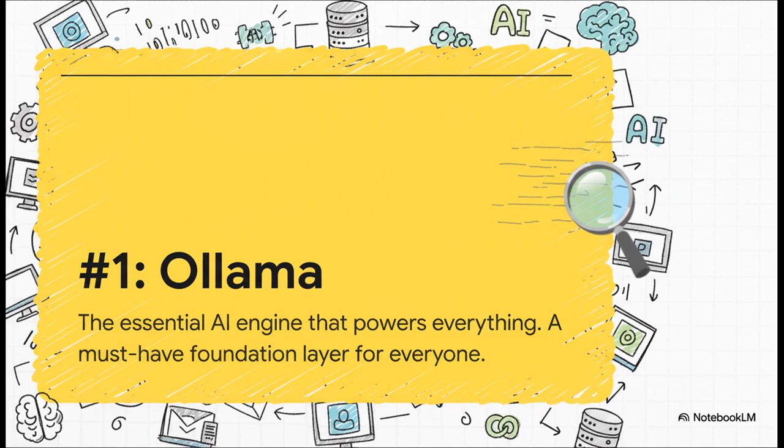So coming in at the #1 spot is Ollama. Now, here's the key thing you have to understand about Ollama. It isn't an app you click on with a fancy interface. It's the engine. It's the core piece of software that actually runs and manages the AI models on your machine. Think of it like a car's engine. Without it, you're not going anywhere. But you still need a steering wheel and seats to actually use it. That's why Ollama is the indispensable foundation for basically everyone.